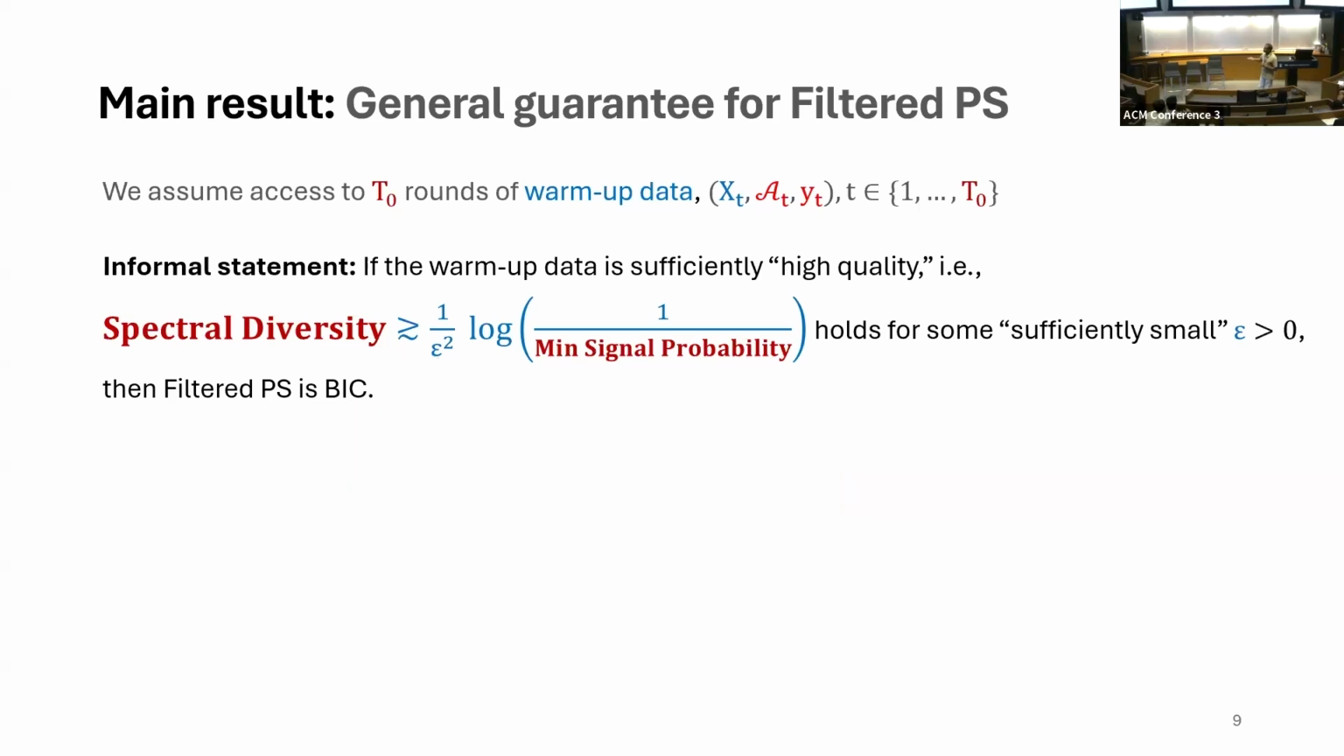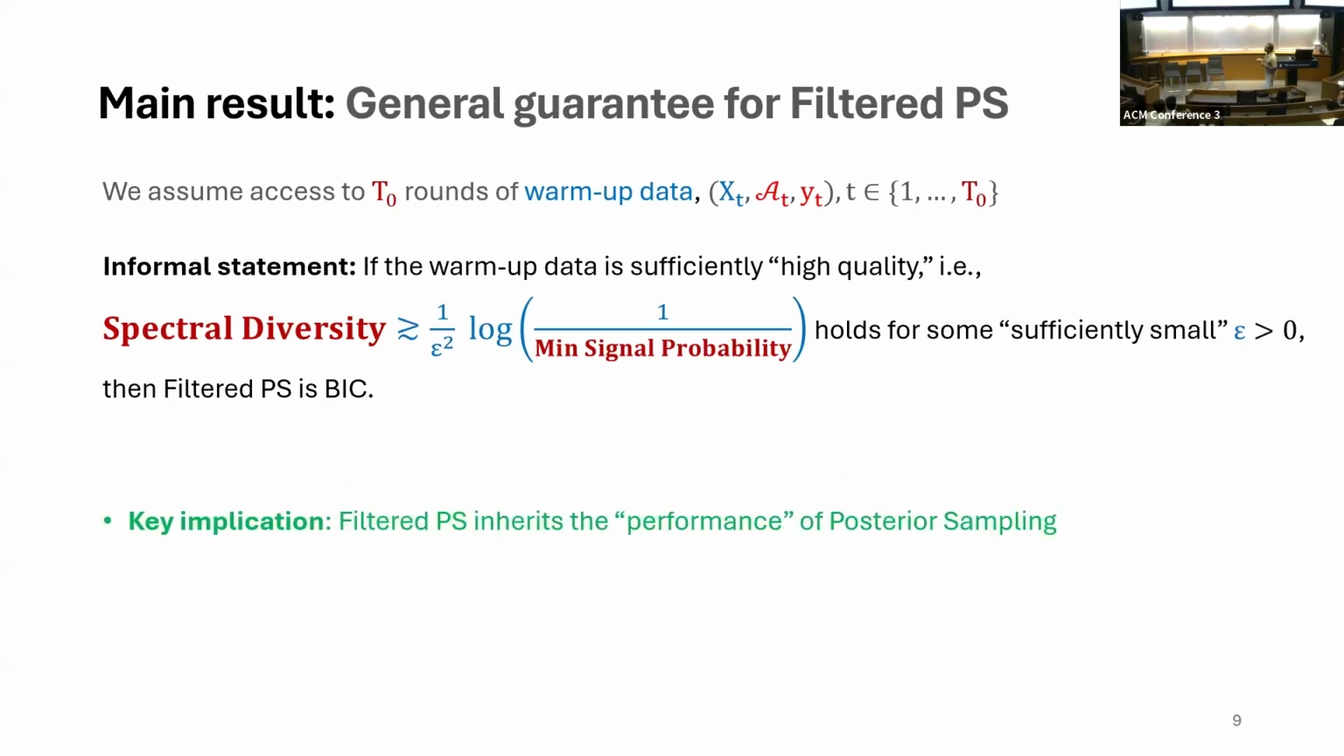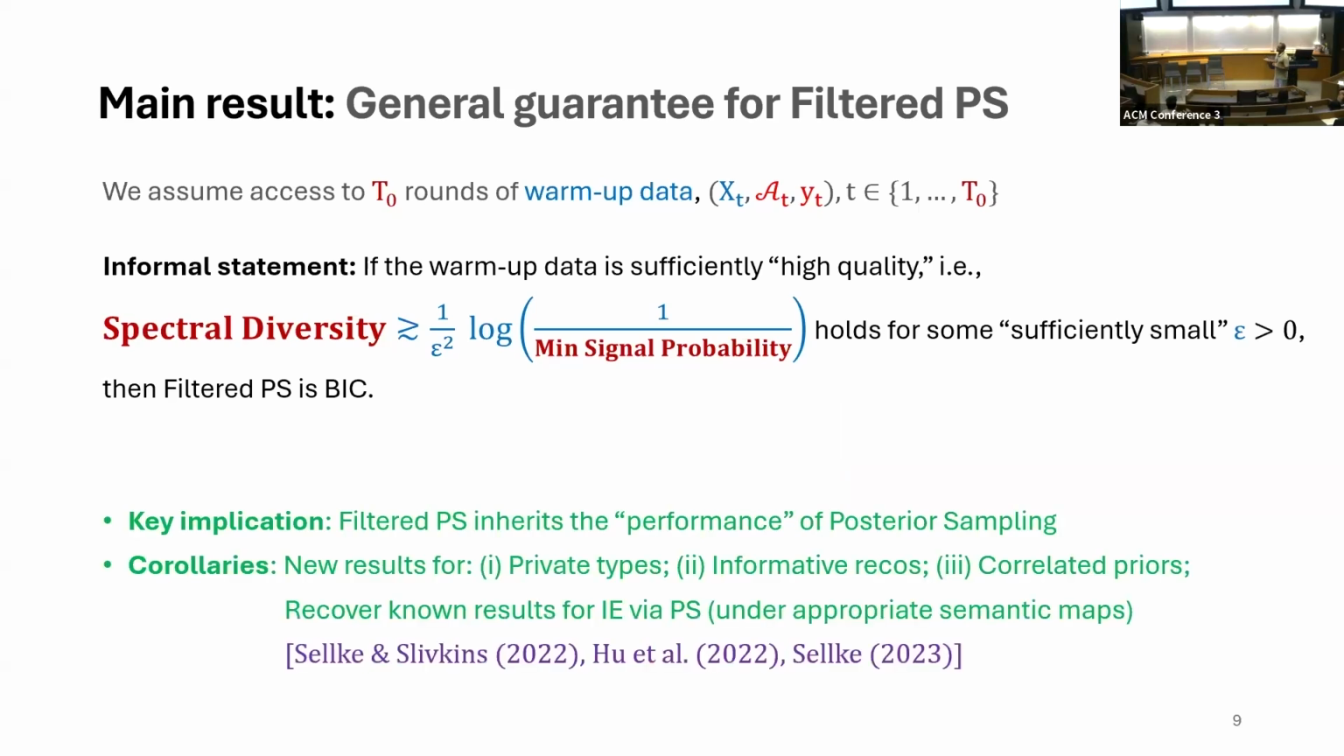All right. So the key implication of this is that filtered posterior sampling actually inherits all the good properties of Thompson sampling, performance being the most important. And this then naturally implies extensions along the three dimensions that I was talking about previously: private agent types, informative recommendations, and correlated priors, as well as all previously known results for incentivized exploration and Thompson sampling.